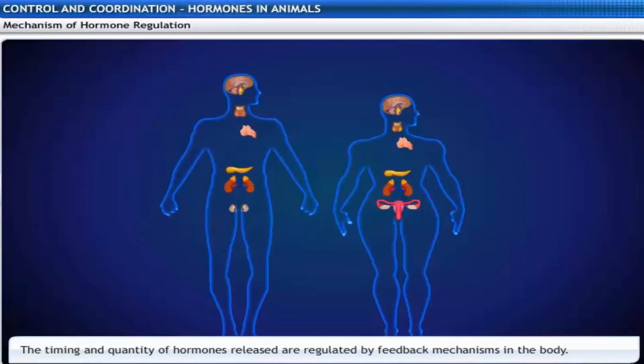We have looked at all the glands in the endocrine system, the hormones they secrete, and the effect the hormones have on the body. It is very important that hormones are secreted in precise quantities. Deficiency or an increase in secretion leads to harmful effects. Thus, the timing and the amount of hormones released are regulated by feedback mechanisms in the body.